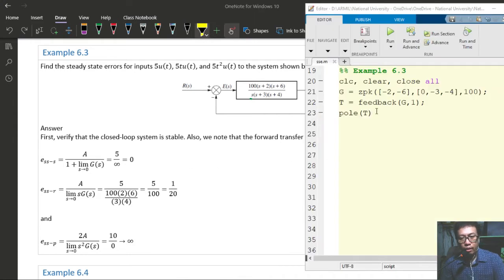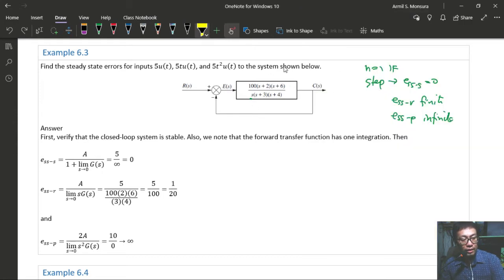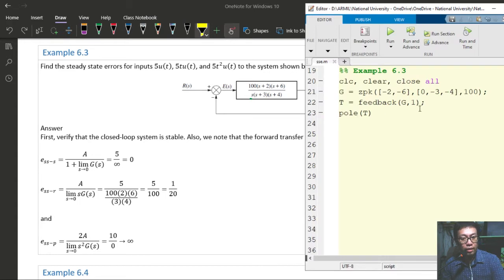So in this case, we will have yung ating zeros at -2 at saka -6. Yung ating poles at the origin kasi may isa kayong integration factor. Tapos meron kayong pole sa -3 at saka sa -4. Tapos meron kayong gain na 100. Again, dahil nga siya ay unity feedback system, para maging closed loop system siya, gamitin natin ang function ng feedback.